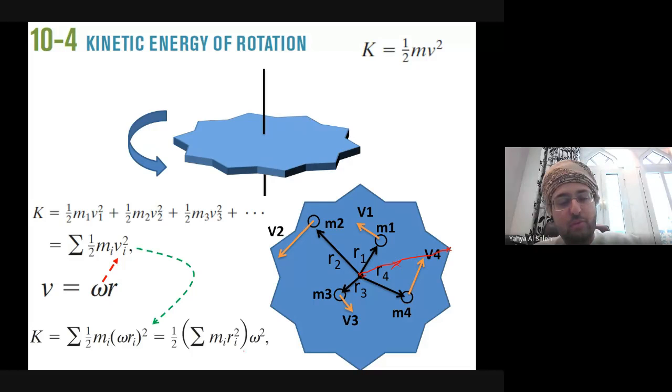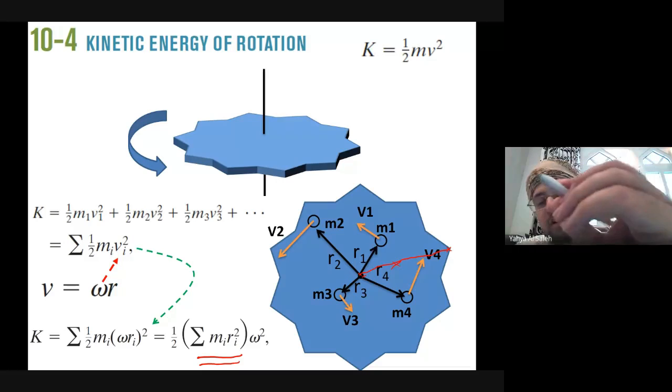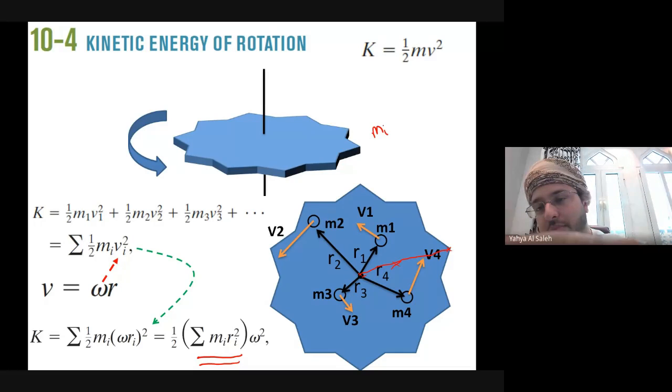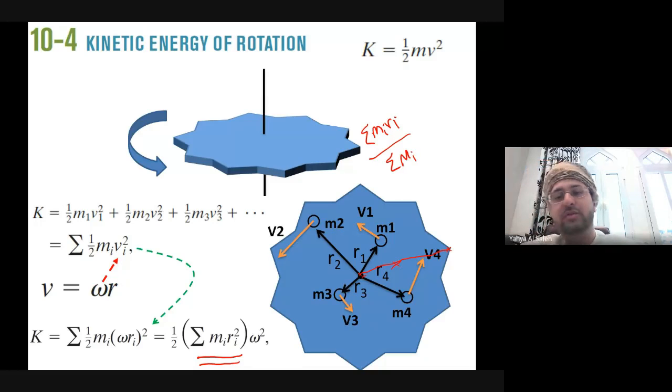Does this remind you of anything? m_i r_i. Omega is constant because omega is the rotational velocity. And the rotational velocity of all of them is the same, since they all go through the same 360 degrees in the same time. m_i r_i was our center of mass. This was our center of mass.